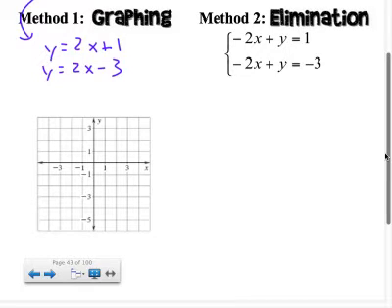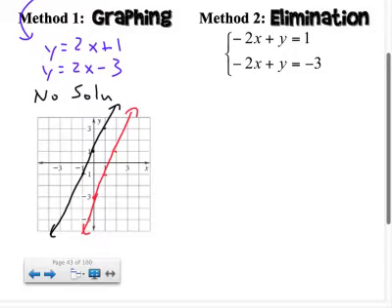So when we graph this, it's -3, and then it's up 2, right 1, up 2, right 1. So your first line is here. And the second line is +1, up 2, right 1, down 2, left 1. All right, and so you recognize that they have the same slope. They're never going to intersect. Therefore, you'd say no solutions.